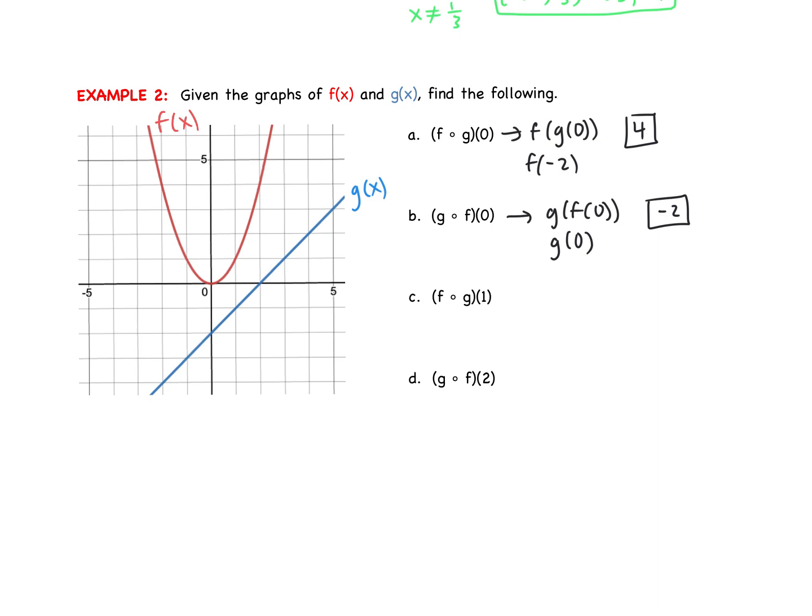One thing I want you to notice, if we flip f and g, the answers are different. So these two have different meanings. Just make sure you pay attention to that. Questions for me before you're going to try C and D?